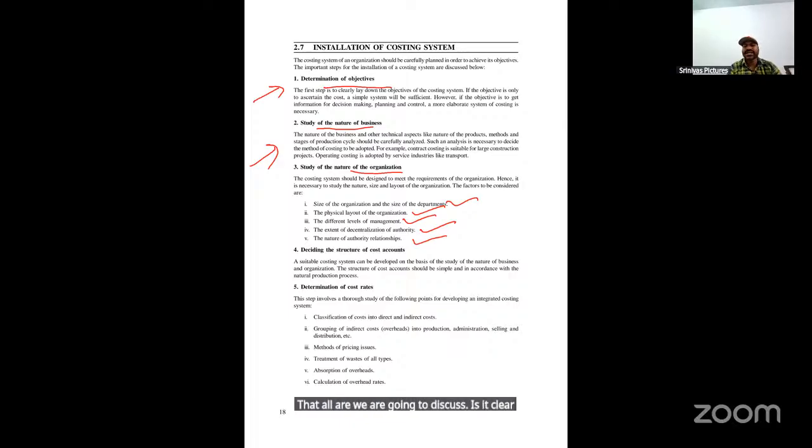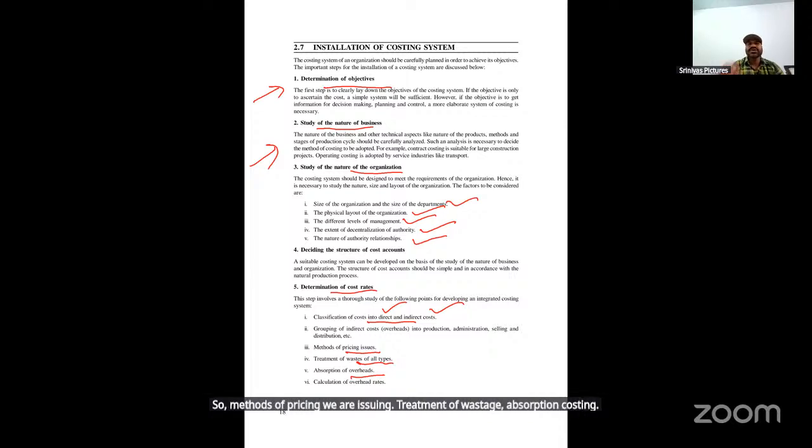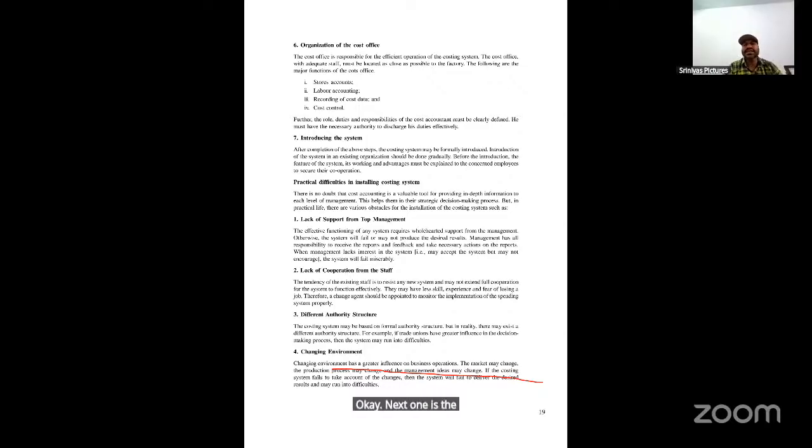Is it clear? Yes. Then determination of cost rates: classification of cost, whether it is direct expenditure or indirect expenditure, methods of pricing issues, treatment of wastage, absorption costing. To install one costing system, these are all the aspects we are going to discuss. Next is the organization of the cost office, introducing the system, and lack of support from the top management. You just go through up to here only.